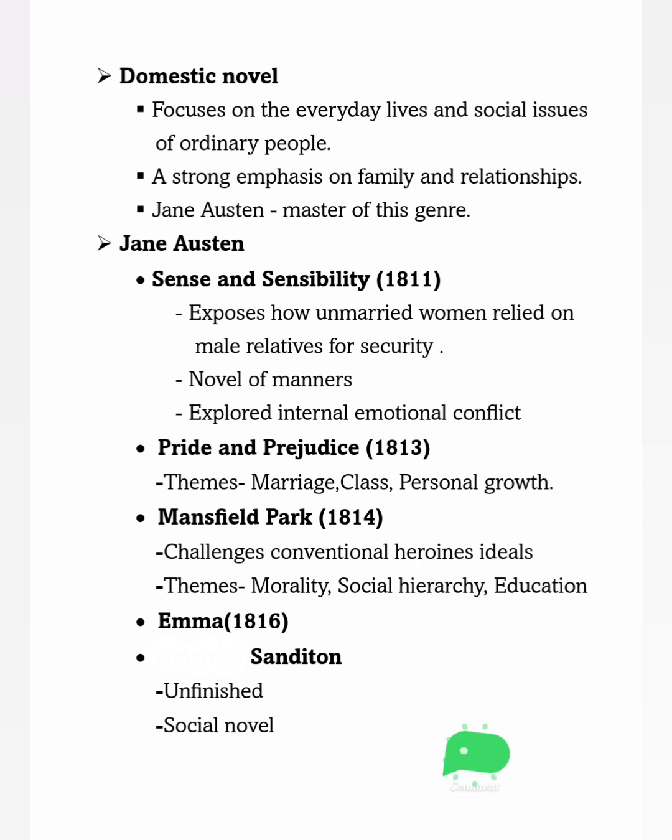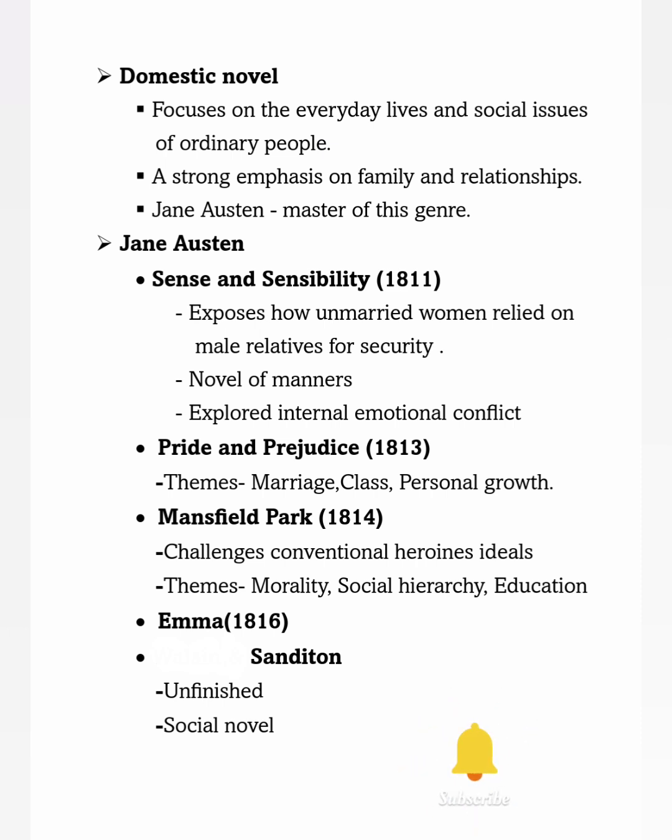For example, her most famous, Pride and Prejudice, a classic example of a domestic novel, centers on the Bennet family and their interactions, and exposes the pressures of marriage, social class, and financial security for women in the early 19th century. Austen's domestic novels focus on everyday life, meaning everyday experiences and the social issues of ordinary people within the domestic or family atmosphere, and also emphasize that domestic spheres, marriage, and other connections are central to Austen's narratives.